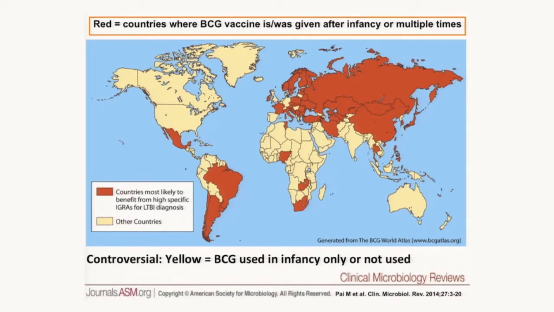People have argued that the yellow countries, the US and Greenland, I think, or the US and Australia, don't give BCG, but every other country in the world, all these African countries and these Latin American countries, do give BCG, but they give it in infancy only. And the argument's been if you only get it once in infancy, you're not going to have that much of a problem with a false positive TST.